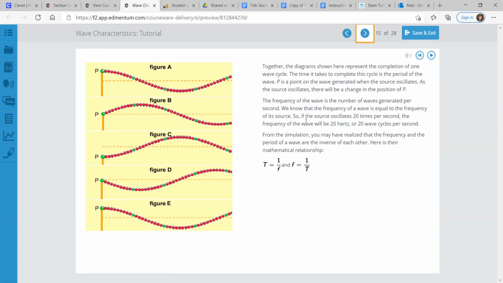From the simulation, you may have realized that the frequency and the period of a wave are the inverse of each other. And in mathematical terms, this is what that means. As T gets bigger, F has to get smaller. And as F gets bigger, T has to get smaller. And that is how you describe this relationship in math. If you ever see one variable equal to 1 over another variable, that is an inversely proportional relationship.